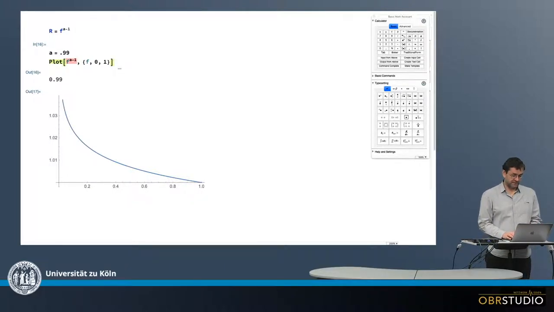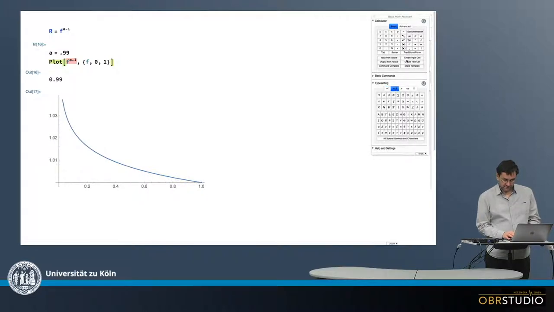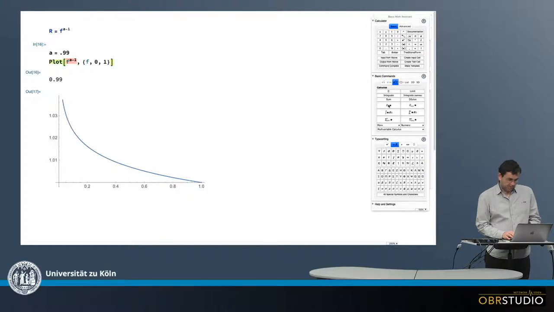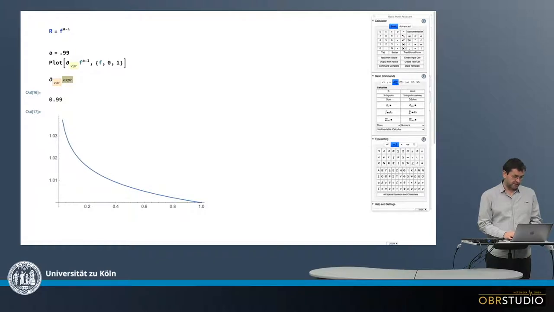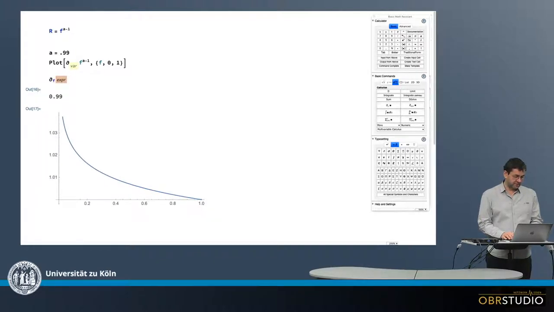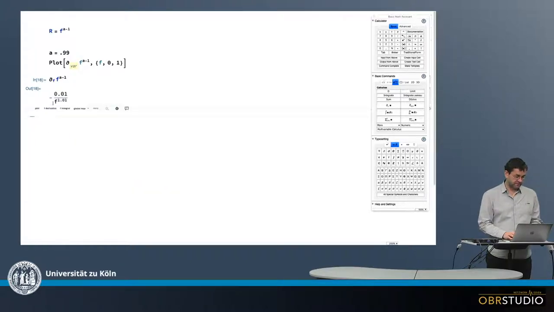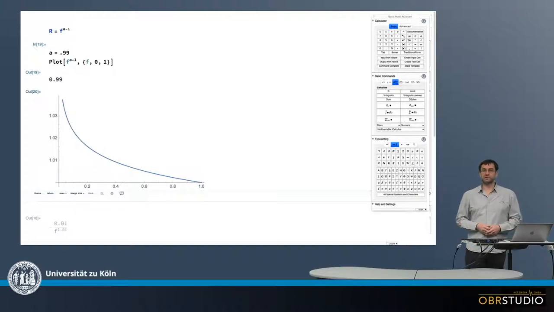And of course, if required, it's also possible to make the derivative of this function here. For this, I have, for example, this palette here. And I can then choose something like the derivative here, maybe in a separate one. And then I have the variable here is f, the expression, so the function was f to the power of a minus 1, and then I get the according derivative here. Okay, so this is how a simple function and plotting with a simple function works.